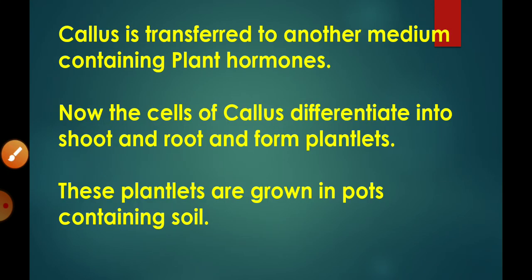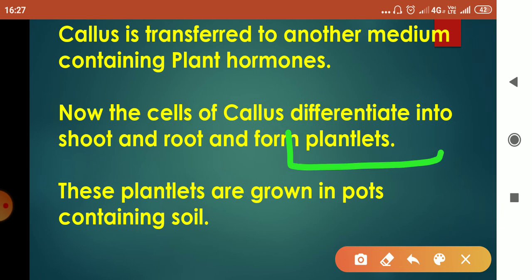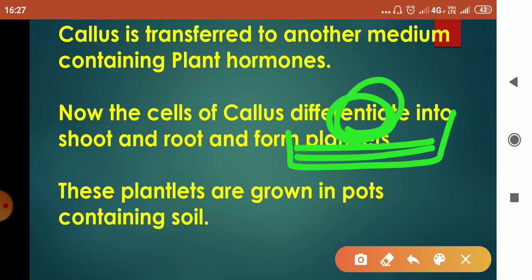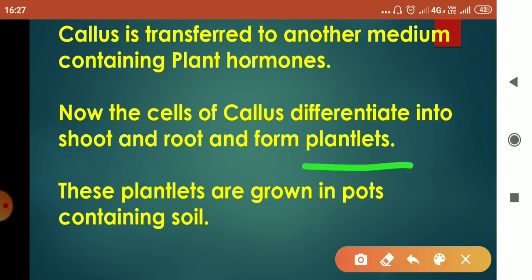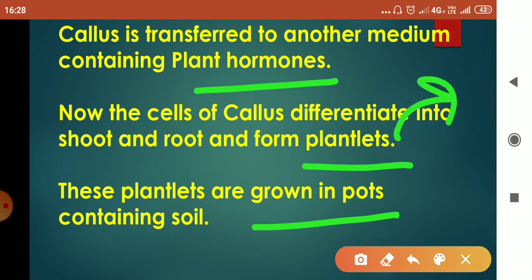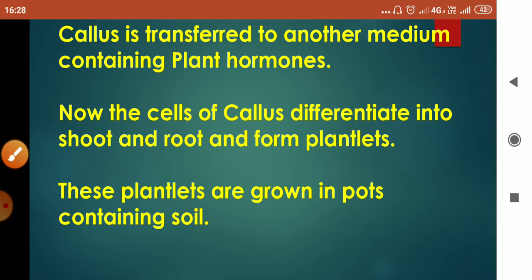Now children, this callus is transferred to another medium containing plant hormones. These plant hormones are growth regulators. They initiate cell differentiation in the plant. Now the callus differentiates into shoot and root and forms plantlets in the nutrient medium containing plant hormones. These plantlets are then removed and transferred to pots containing soil.